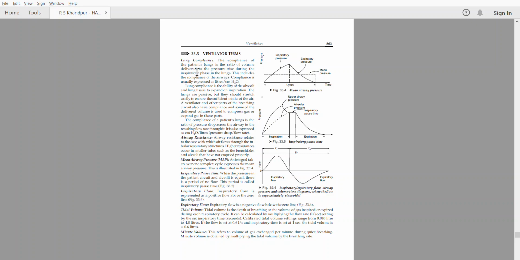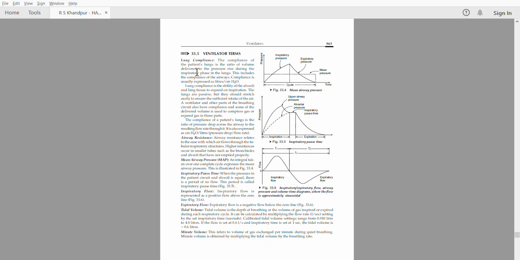If the volume is more with the increase in the pressure, the compliance is more. Compliance is usually expressed in terms of milliliters per centimeter of H2O. Lung compliance is the ability of the alveolar lung to expand on inspiration. That's very important. When there is a pressure rise or an inflow, the volume should increase. If it doesn't, there are several disorders in which these conditions occur.